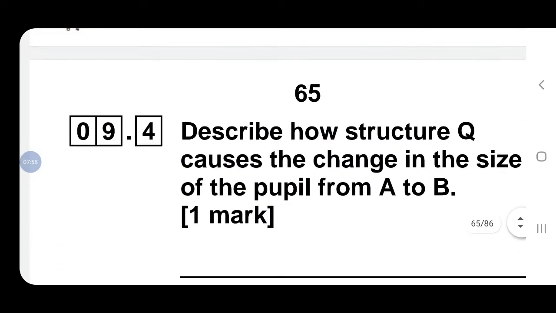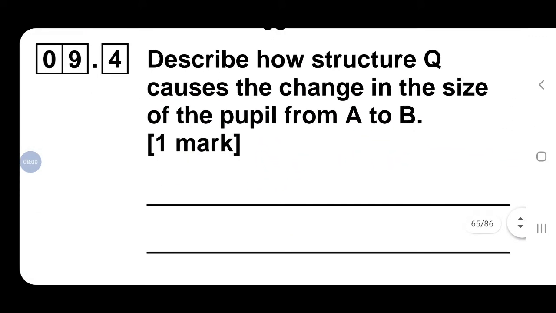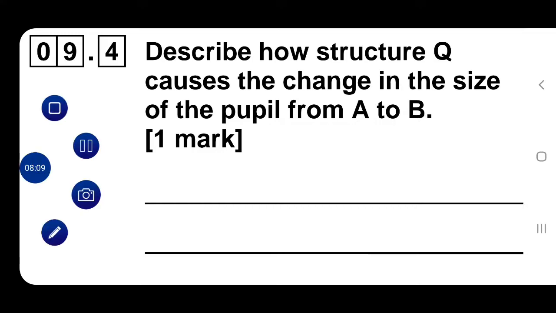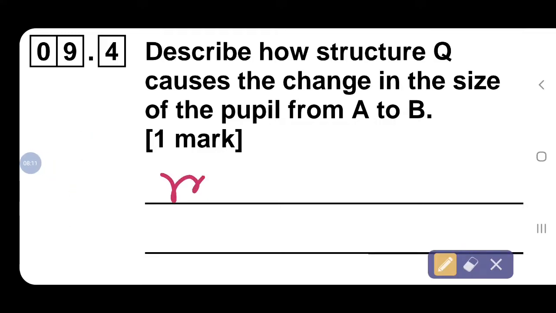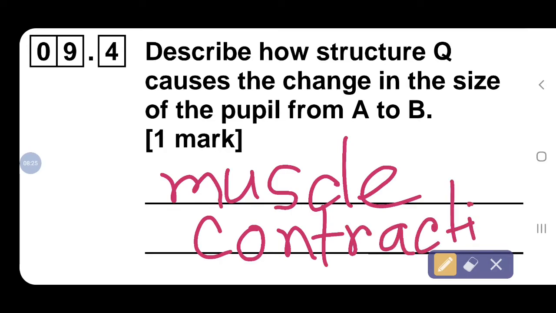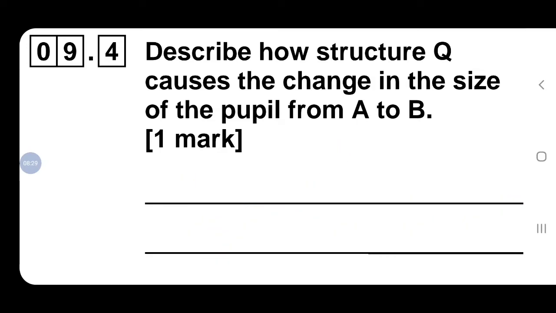Next one, describe how structure Q causes the change in the size of the pupil from A to B. So this is muscle contraction. All right, I'm writing here muscle, M-U-S-C-L-E, muscle contraction. All right, guys, you practice also spelling muscle contraction.